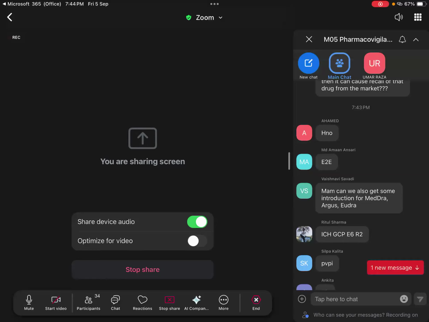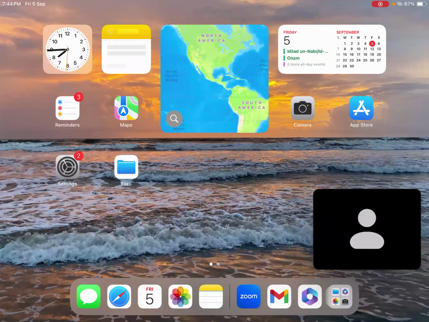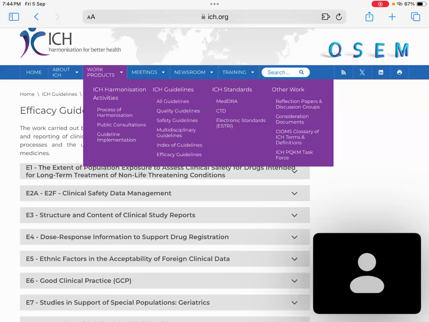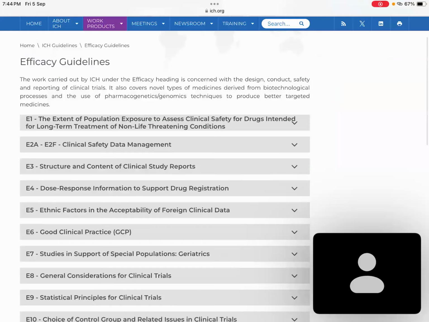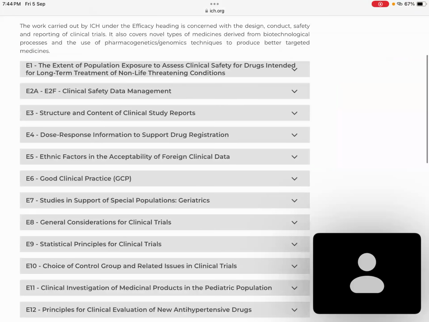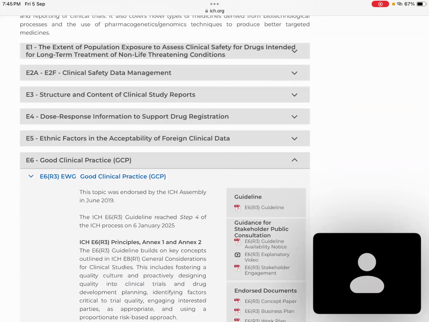Just a moment, let me show you the browser, I think you know it already. If you are able to see my browser, go here to E. E is the one related to our clinical trials. So here, you see there are n number of guidelines, E1, E2, E3, E4, and like that. GCP, which all of us should know, is E6. Good clinical practice is the E6 guideline. From here, you can download also. This got revised this year.